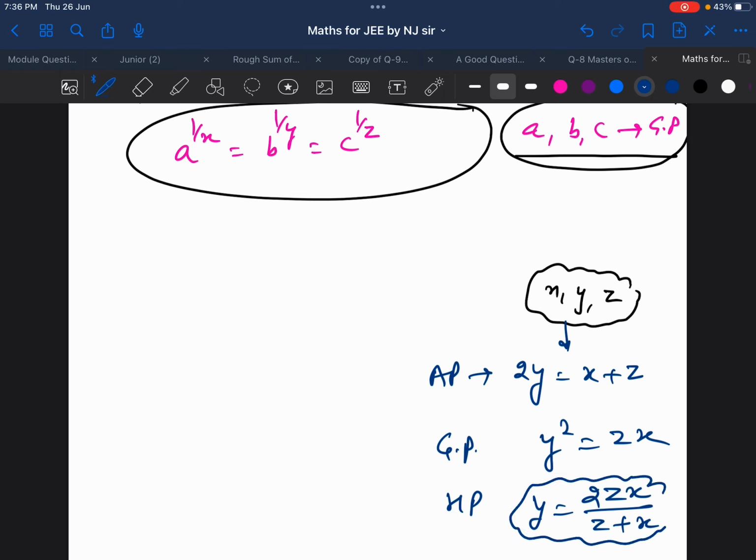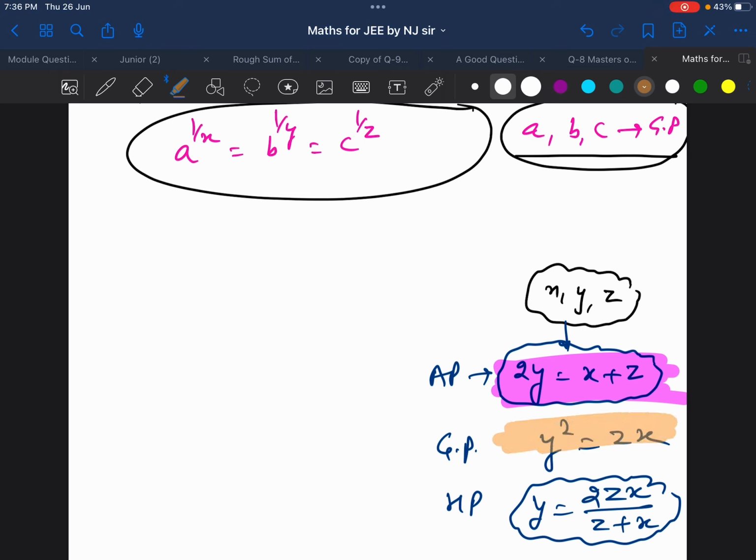All we understand about it that whenever three numbers are given in AP, then twice of middle term equal to sum of first term and third term. If they are in GP, then square of the middle term equal to product of first and third term, and if x, y, z are in HP, then middle term can be written as twice of third term into first term whole divided by third term plus first term. We understand it about x, y, z. So we have to see out of these three which one is true.